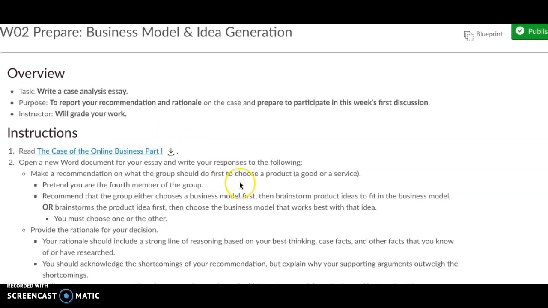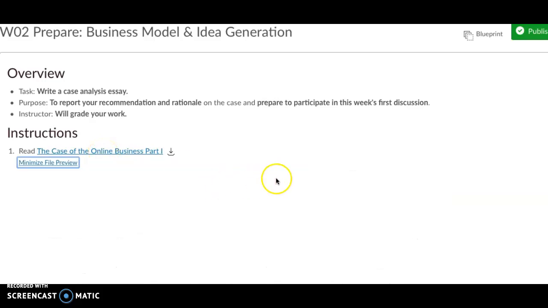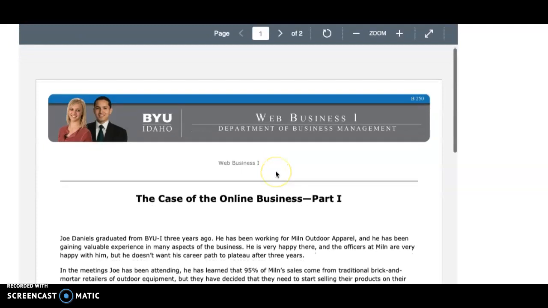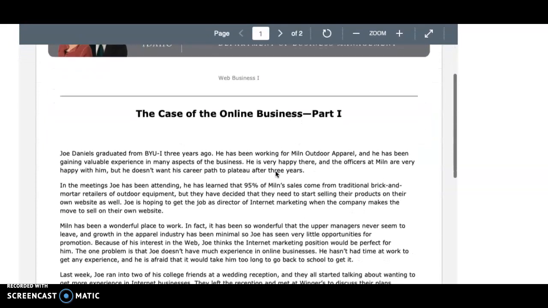The basis of this assignment is to read through the case study and then to make a recommendation based on this case study. And so you will write an essay and walk through the decision-making process found in the case. So if you click on the case, it will load here. This is the case of the online business part 1.